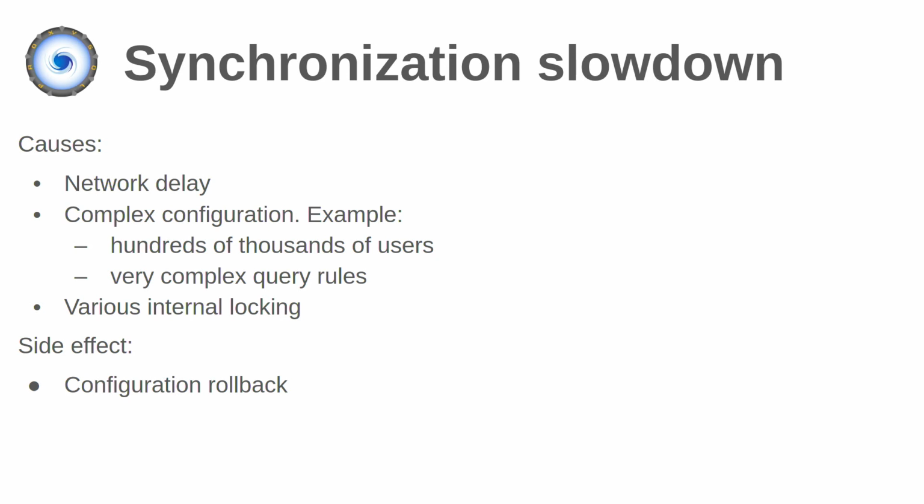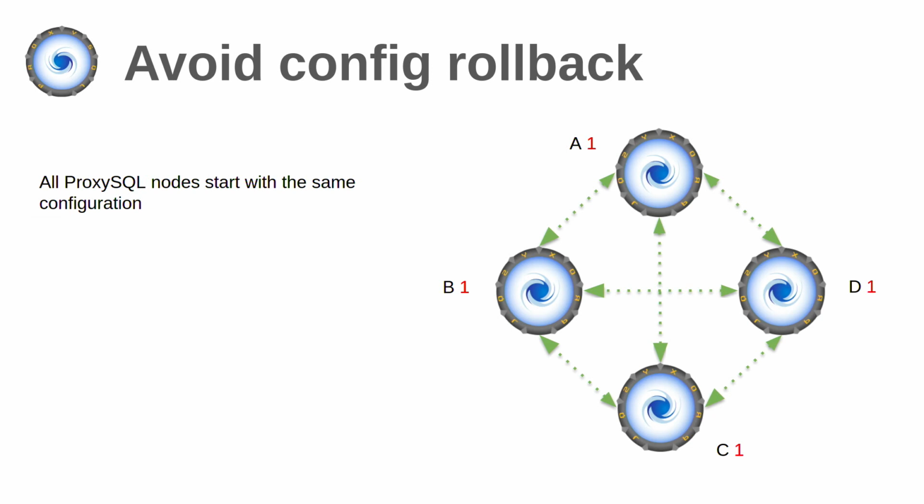Or we can have a situation in which you are running a complex query on admin, and it is causing some internal locking, so the synchronization itself becomes slow. And we have seen cases in which this could lead to configuration rollback, and I'm going to describe exactly two examples of how this happened.